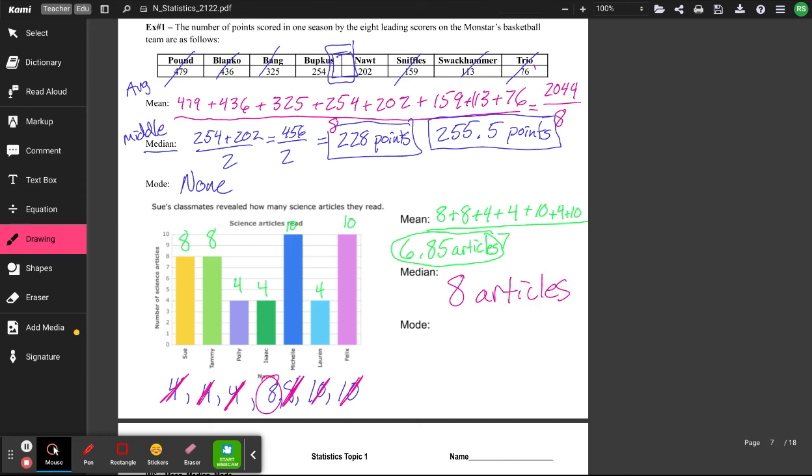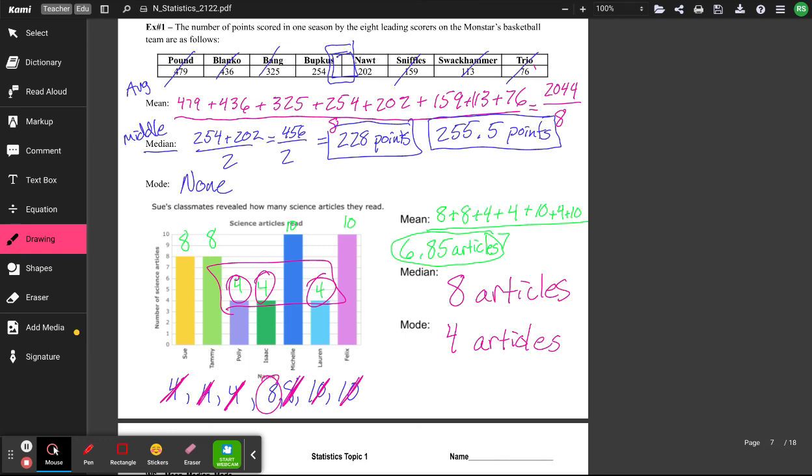Now remember, our mode is the most repeated value. We had 3 students read 4 articles. We had 2 students read 8, 2 students read 10. 4 is the most repeated one, or the most frequent number in the set. So talking about frequency, when you think back to your dot plots, our mode would be represented by 4 articles.